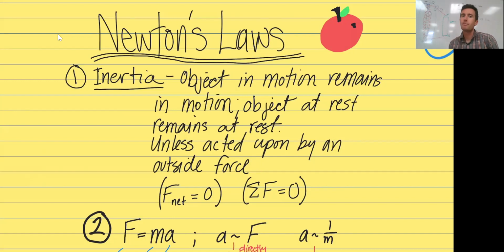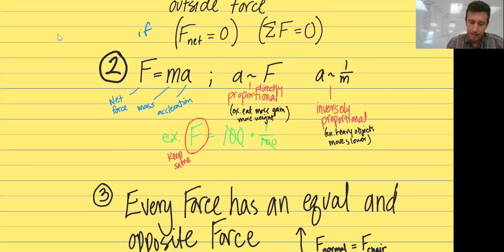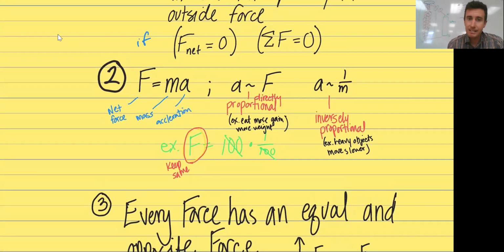So an object in motion remains in motion, an object at rest remains at rest, unless acted upon by an outside force. Another way of saying that is that it's true if the net force is equal to 0. Or another way of phrasing that is if the sum of all forces equals 0. So as long as all the forces balance out, an object will keep doing whatever it was doing, sitting still or going. All right, Newton's second law is that force is equal to mass times acceleration.